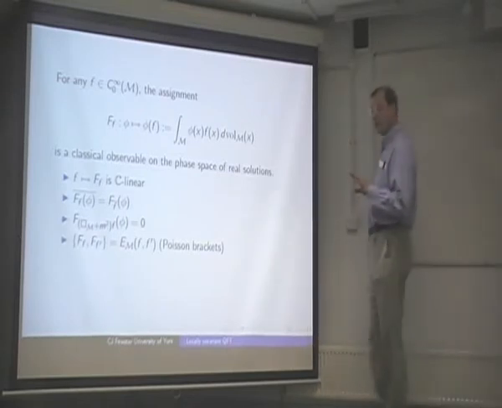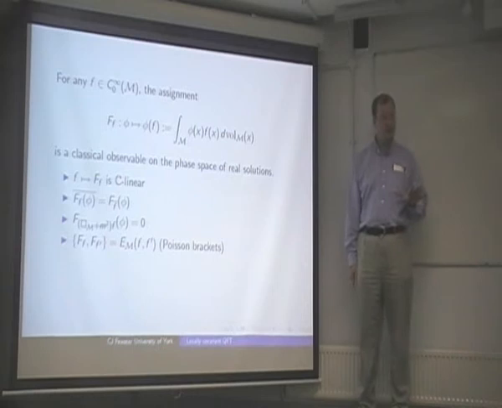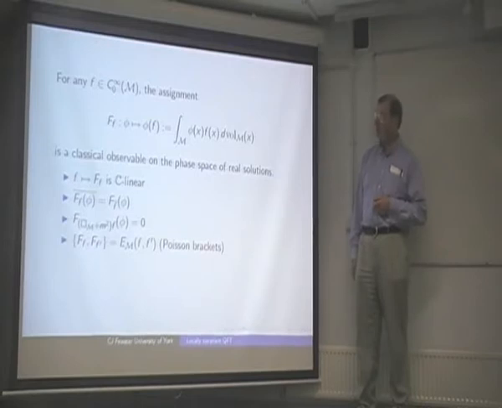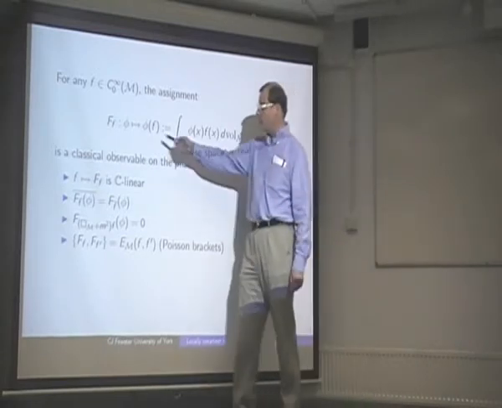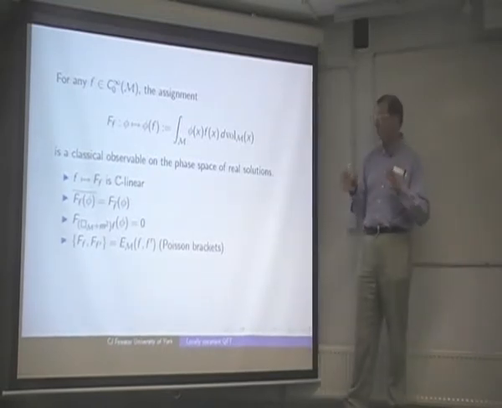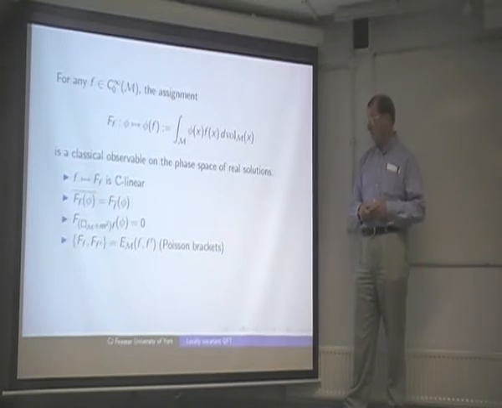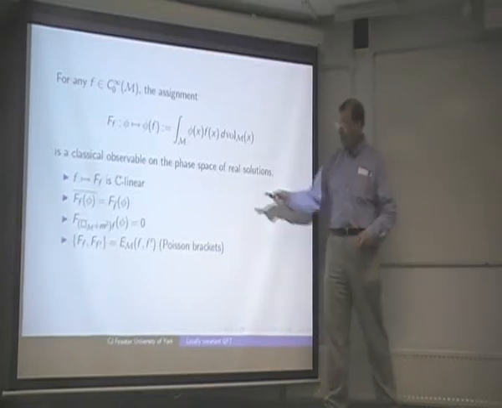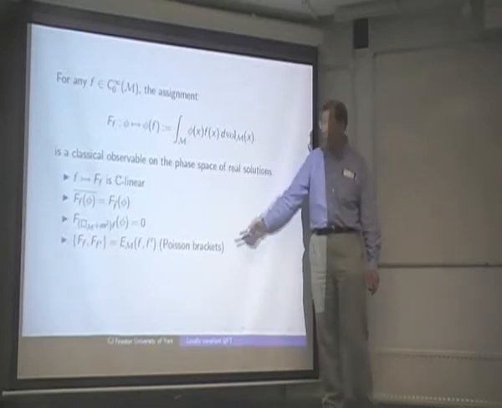Still thinking of this as a classical system, if I look at the space of real solutions to that equation, I can think of it as a phase space, and the classical observable will be a function on that phase space. One of the simplest is simply to take a solution and integrate it against a test function, a smooth, compactly supported function. So that's going to give me a particular class of observables, and they satisfy a number of properties.